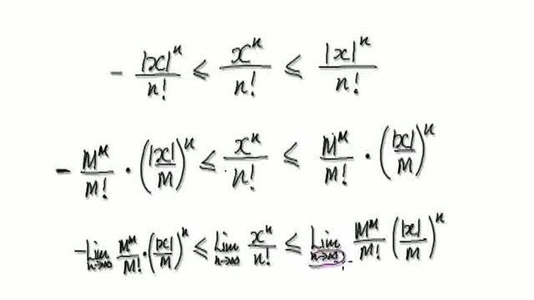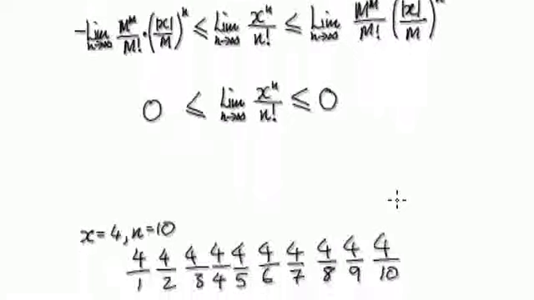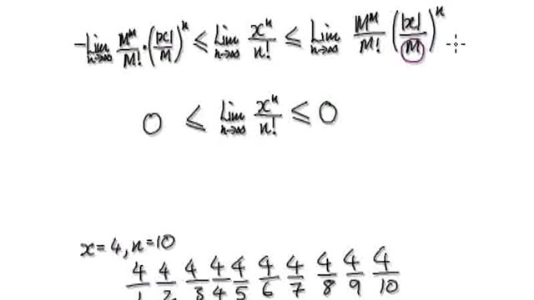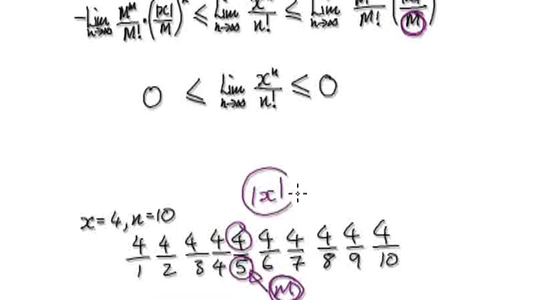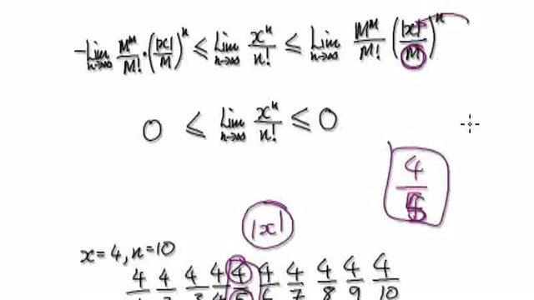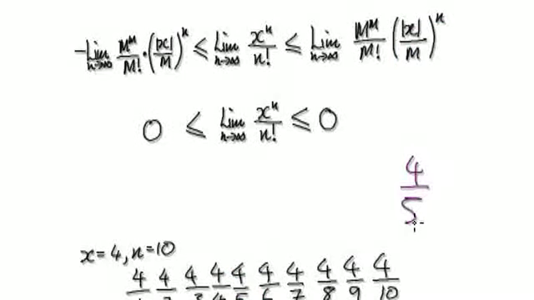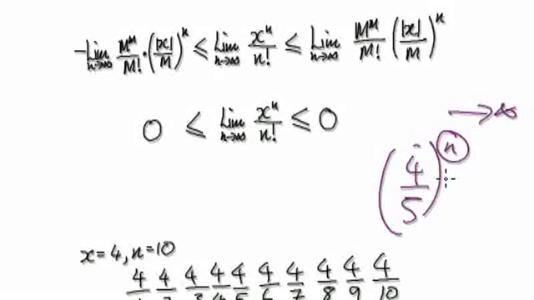So now as n tends to infinity, this thing here actually heads towards zero, because remember, we had to select a value of m such that m will be bigger than the absolute value of x. This is our m here, and this is our absolute value of x here. So this fraction here is less than 1. And when you power this to, let's say, 99, it gets smaller and smaller. Because 4 over 5 is less than 1, when you take n towards infinity, it's just going to get smaller and smaller.